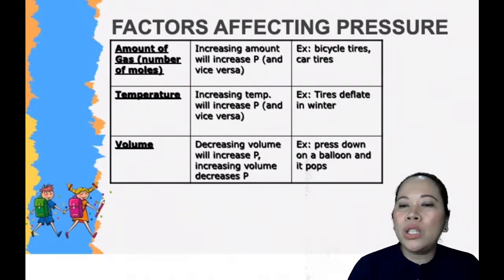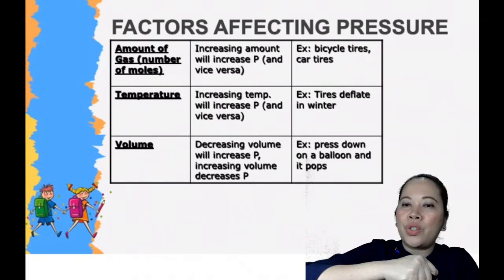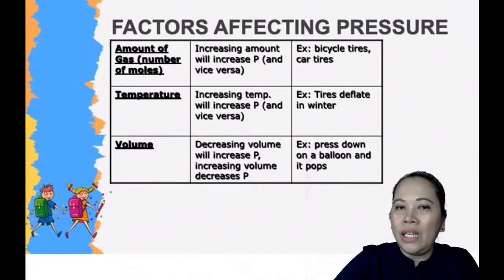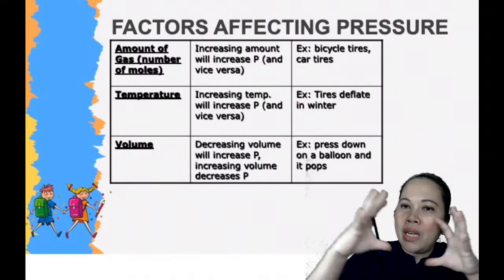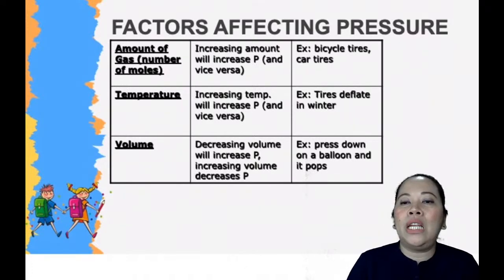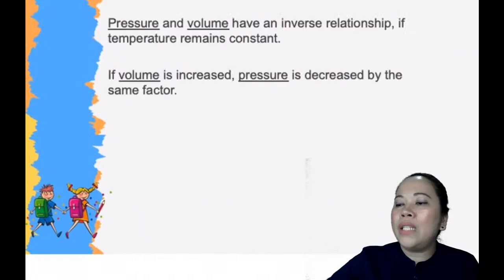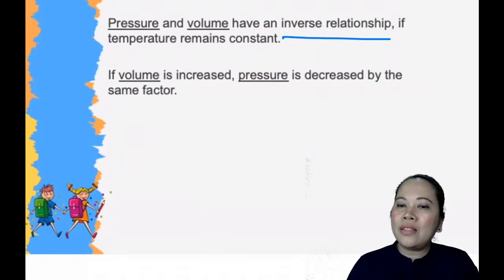The last factor that affects pressure is volume. If you decrease the volume, the pressure increases. As you press down on a balloon, putting more pressure on it, the volume inside will decrease, and eventually it will pop. So pressure and volume have an inverse relation. As pressure is increased, the volume decreases, and if volume is increased, the pressure will decrease.